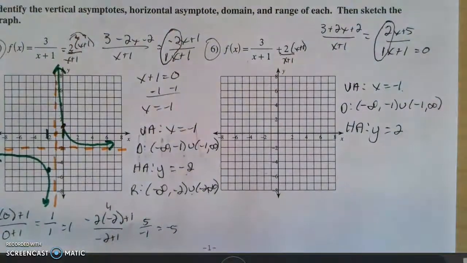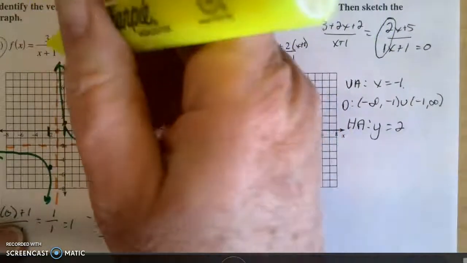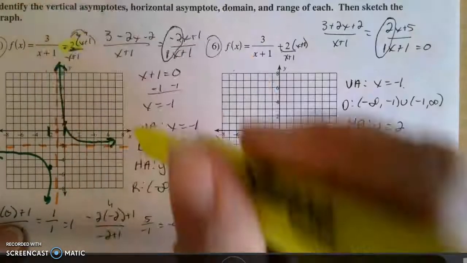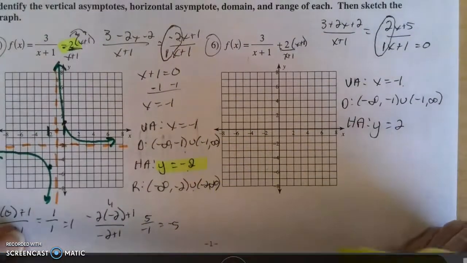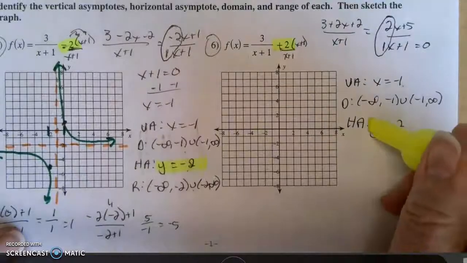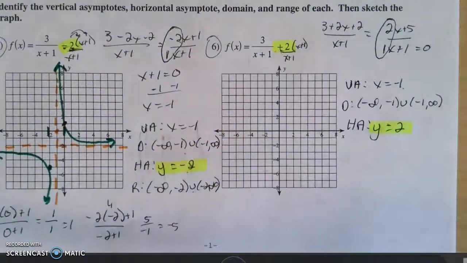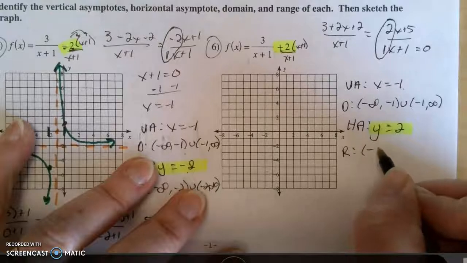So I want you to notice what's happening here. I had a -2 and my asymptote was -2. Here I had a +2 and my asymptote is 2. So you're going to start to see some patterns. Remember, math is the study of patterns. So let's get our range. Hopefully you're seeing some patterns here.